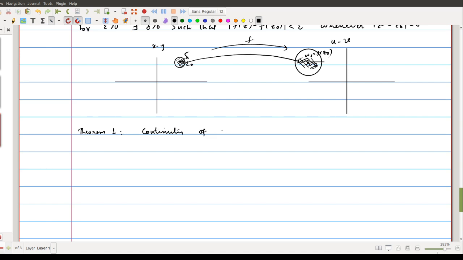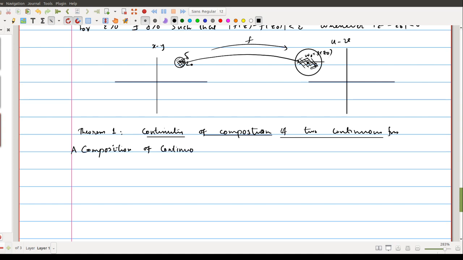Continuity of compositions of two continuous functions. This theorem says that the composition of two continuous functions is itself a continuous function.